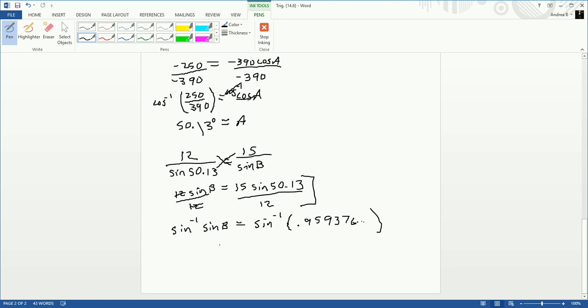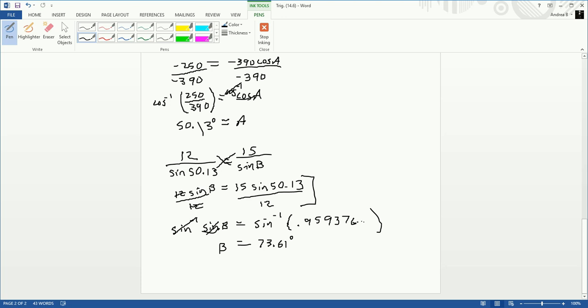So for your angle B, you should get 73.61 degrees. Make sure that you are always including your units anytime you have units involved. Remember, that was because the inverse sine and sine canceled out. So the inverse sine of that 0.959376 gives you 73.61 for angle B.